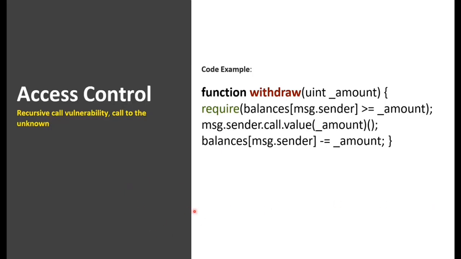The same thing again, called access control. So again, it is that fallback function. If the attacker has access to create and call a fallback function, that fallback function can call this withdrawal and keep withdrawing to the attacker's account again until this balance is 0.